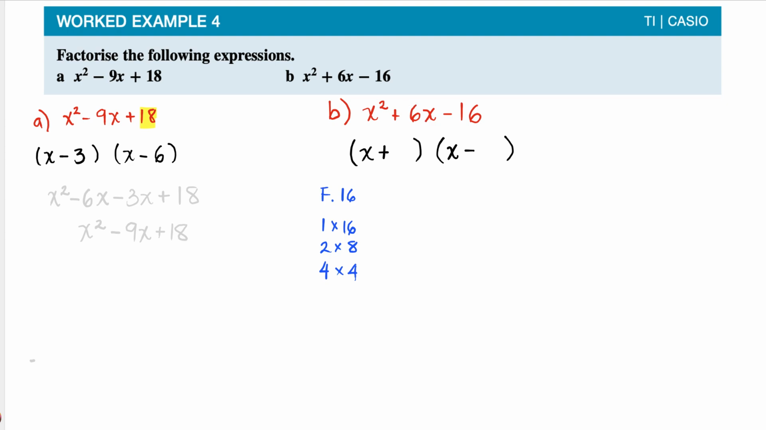So hopefully you can see here that I have 2 and 8. 8 take away 2 will be 6. And I need the 6 to be positive. Therefore, the 8 has to be here. It has to be the positive number so that when I take away the 2x, it's going to become positive 6x. I know, girls, that you might think that this is very confusing, but believe me, when you start doing more practice, you will get used to this, okay?